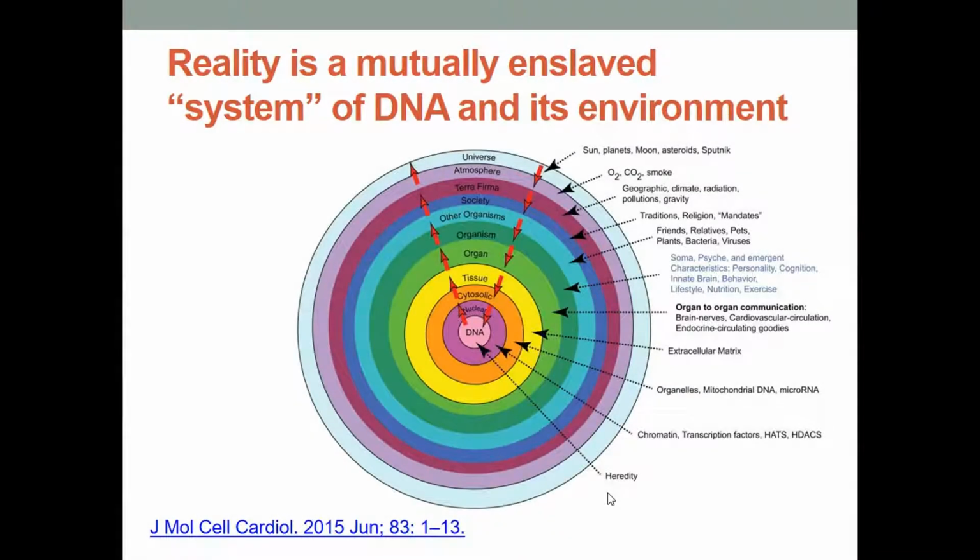What this figure communicates is our reality is a mutually enslaved system of our DNA and our environment. There's a continuous bidirectional signal that must occur to sustain our existence. So when aging takes place, there's a failure of signaling in the DNA system. Changes in cellular function lead to changes in the organ and the overall body.